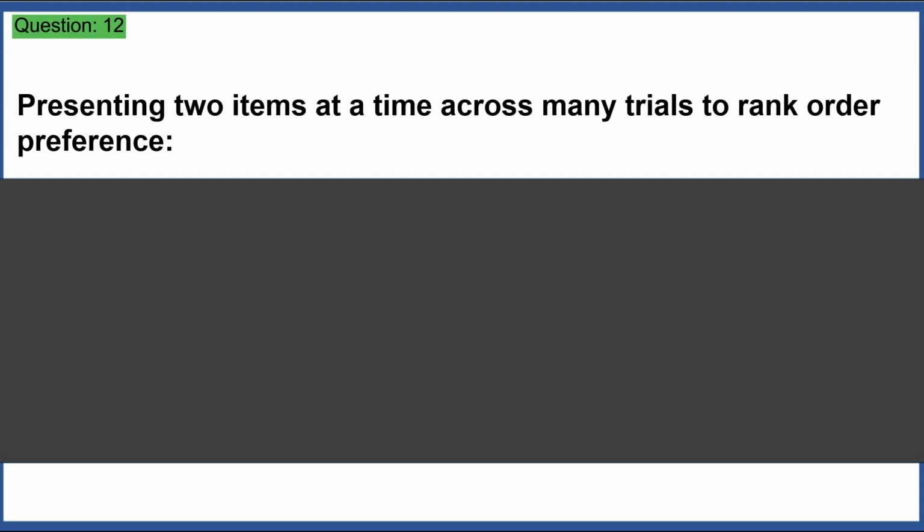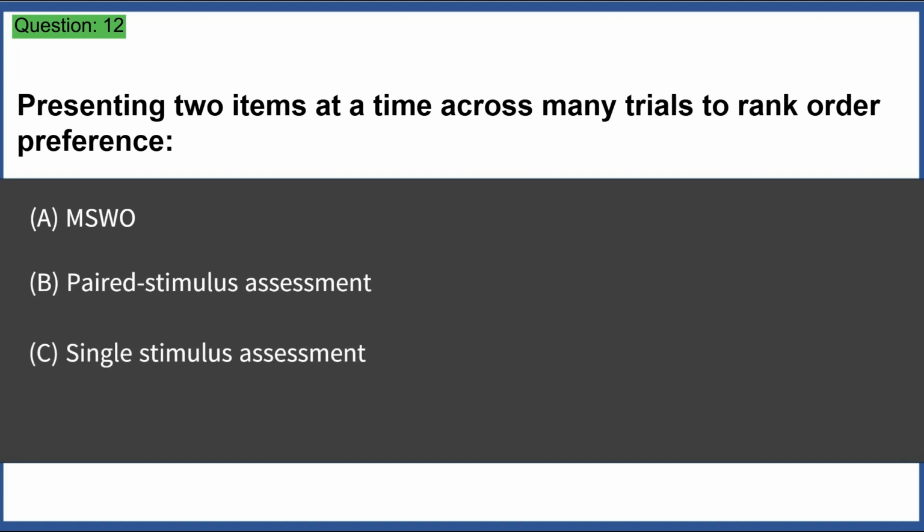Presenting 2 items at a time across many trials to rank order preference. A. MSWO. B. Paired stimulus assessment. C. Single stimulus assessment. D. Free operant. Answer, B. 2 at a time equals paired.